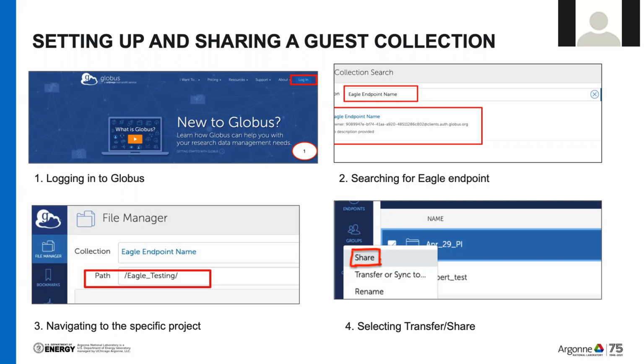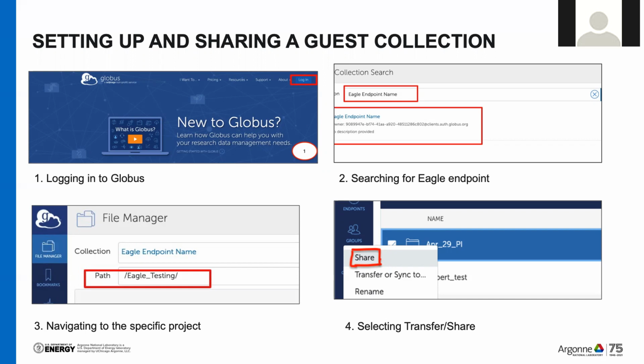Please note that the mapped collection Eagle endpoint name you see on the second slide is a placeholder that I'm using. When Eagle goes live, we will communicate to you the actual name of the mapped collection. It will have the standard naming convention that is similar to that of the other ALCF systems, something like alcf#dtn and then the system name.